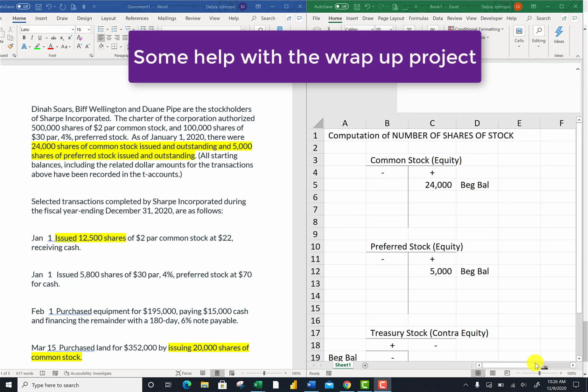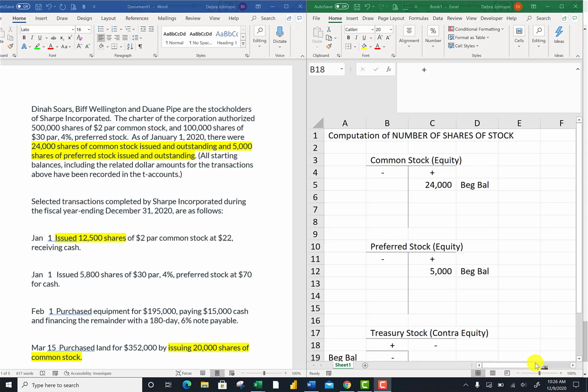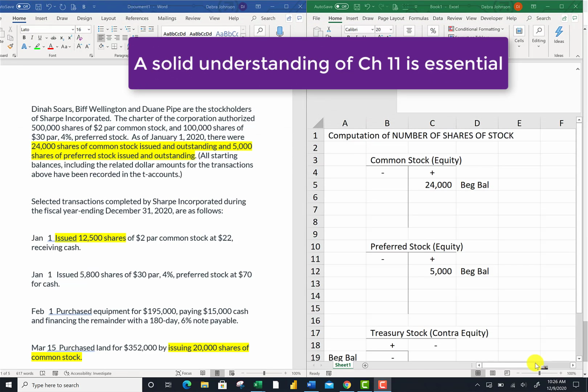Good morning. It's come to my attention that a few of you are struggling with a couple of the transactions on the wrap-up project. So the purpose of this short video is to help walk you through some of the more challenging transactions. First and foremost, this requires an adequate understanding of the last few chapters.